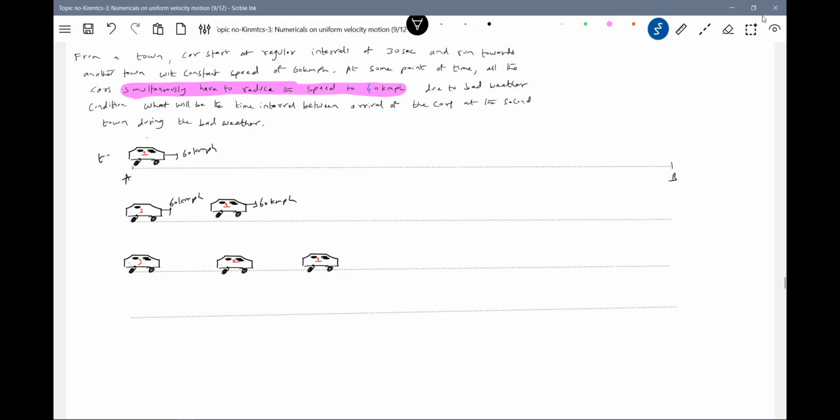At t equal to 0, this will start. After what time? 30 seconds. Next, again, this will start, I think I'll indicate it like this. Again, this will start. What will be the distance between them? I'm interested in this distance.